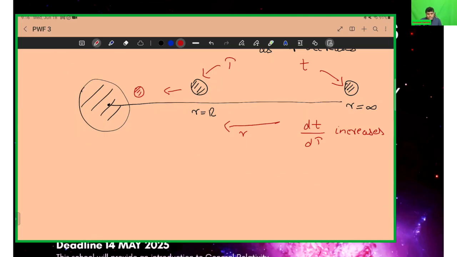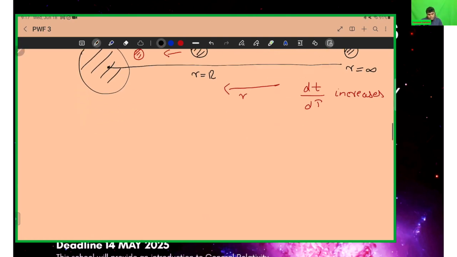Okay, so until now we have solved for the time component of the geodesic equation. Well, not solved, but we have discussed that. Let's talk about other components. So let's talk about the phi component. If I remind you, the geodesic equation looks like this.